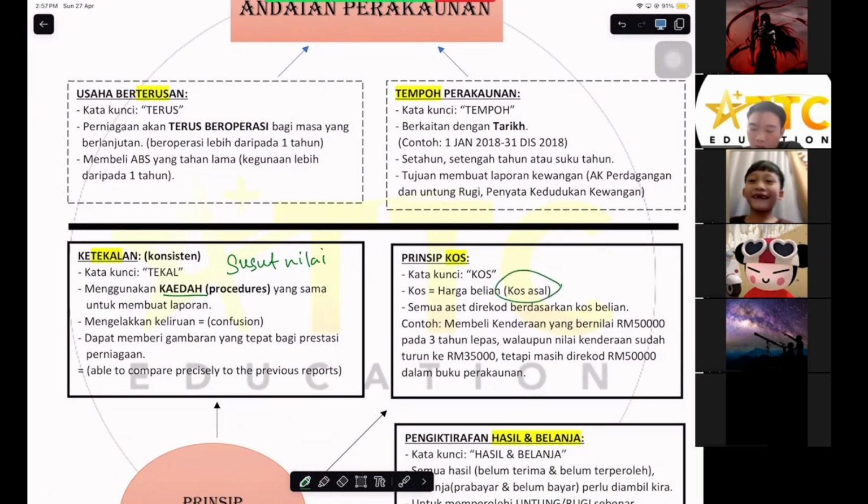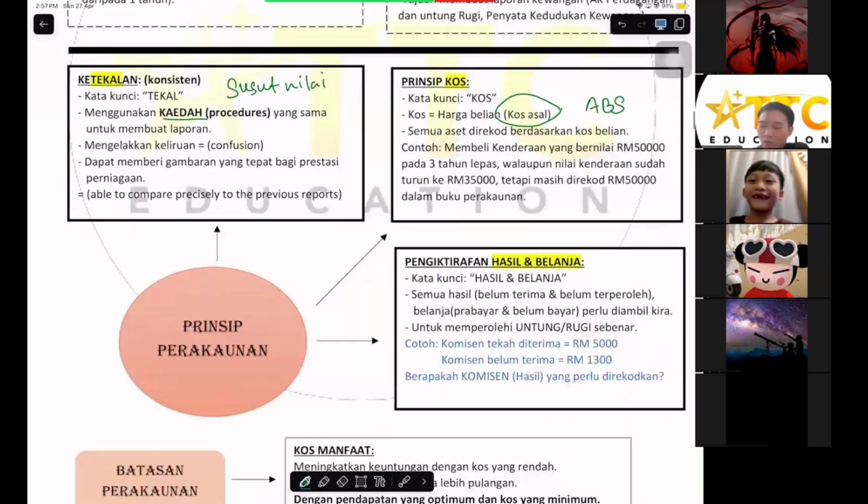Prinsip cost means original cost. For what? ABS. Forever you also report the original cost, no matter if the same thing, same color car increase price in the market. Don't follow that. Okay?